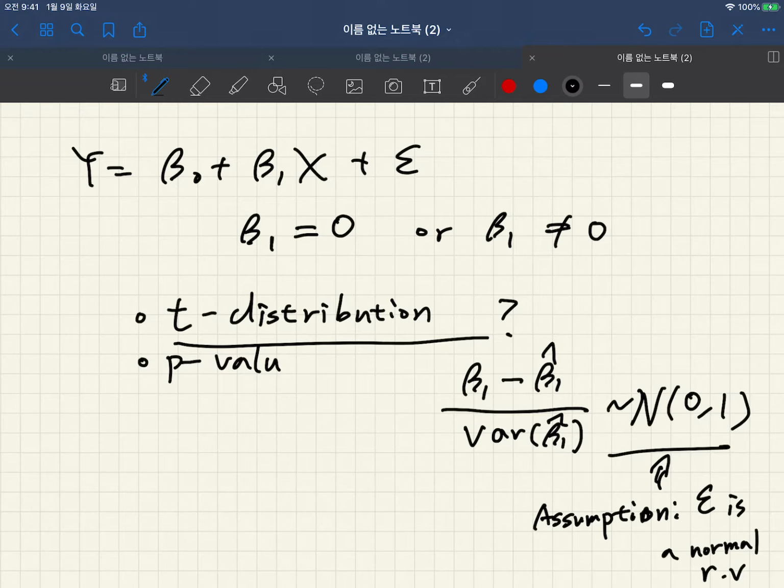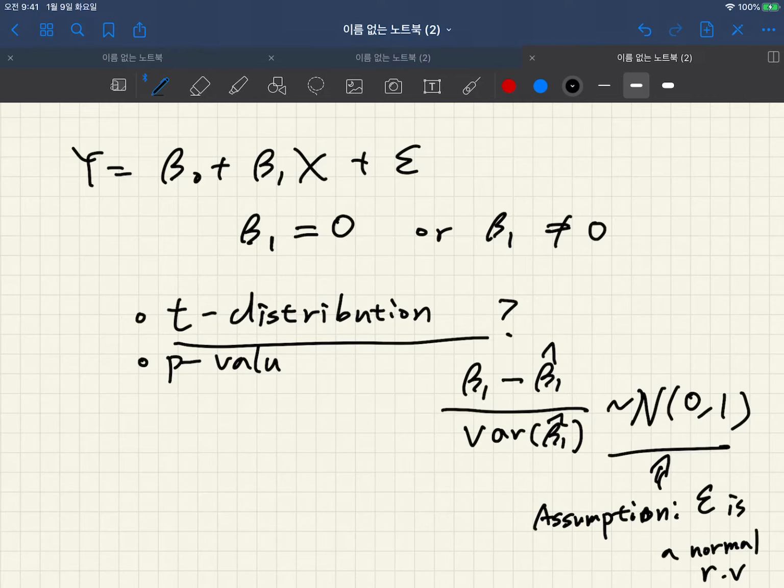When epsilon is a normal random variable and independent of every training data point, the true beta 1 minus beta 1 hat, obtained from the training process by minimizing the RSS value, follows the normal distribution, and when we normalize by the variance of beta 1 hat, we have a normal distribution with mean 0 and variance 1. So from this, we can do something interesting, because we just need to check whether beta 1 is equal to 0 or not. We just put beta 1 equal to 0 and see the value.